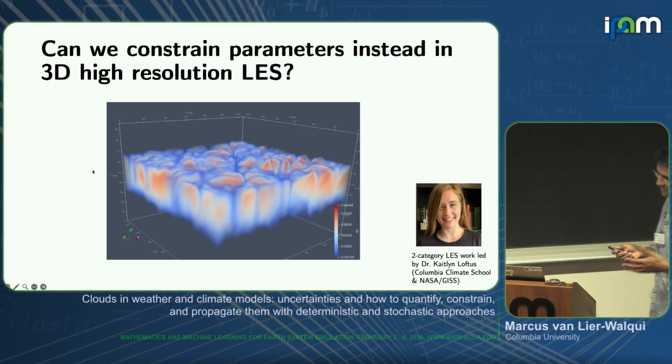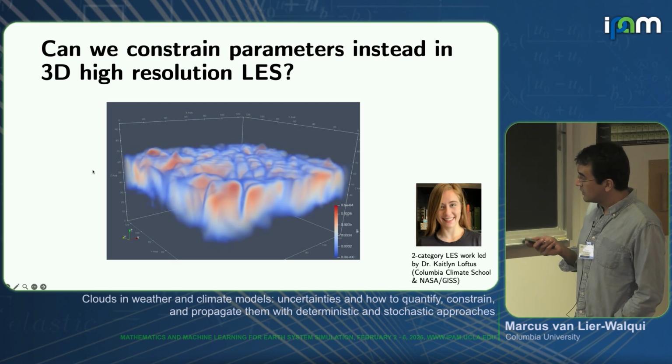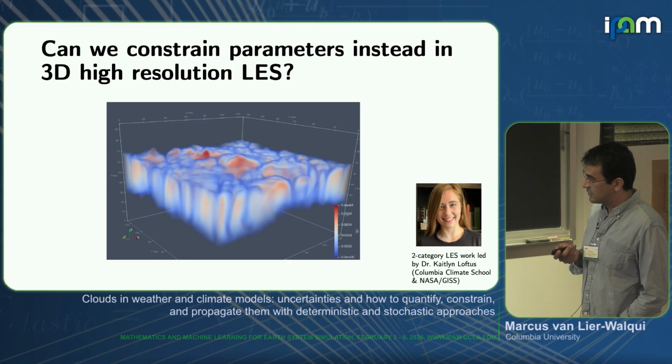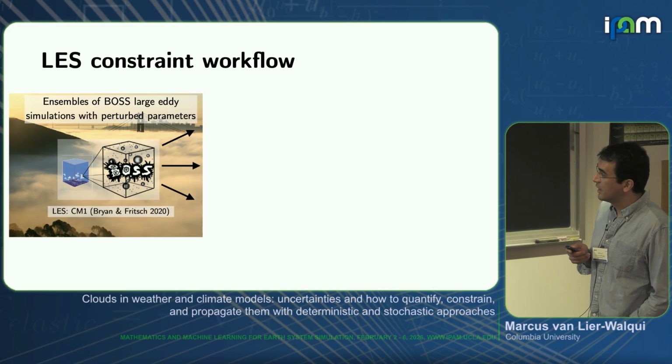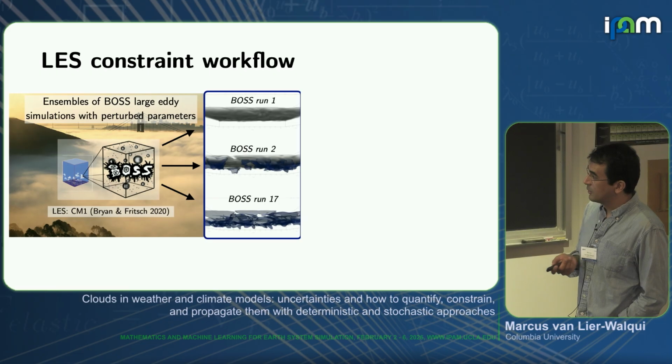All right, so yeah, just an image of a 3D LES. And this is all being led by Kate Loftus, so all credit goes to her. Basically the idea is the same. We have BOSS, a bunch of large eddy simulations with different parameter values, and it produces different runs.